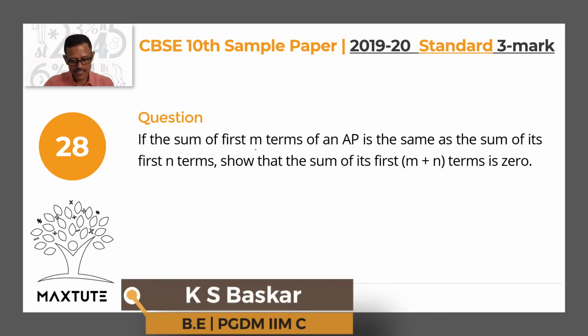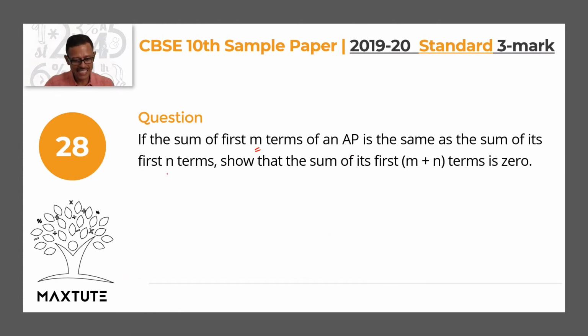If the sum of the first m terms of an arithmetic progression is the same as the sum of its first n terms, obviously the understanding is m is not equal to n. If m is equal to n, obviously it's going to be the same. Show that the sum of its first m plus n terms is 0. That's what we need to prove. Sum of the first m terms, sum of the first n terms.